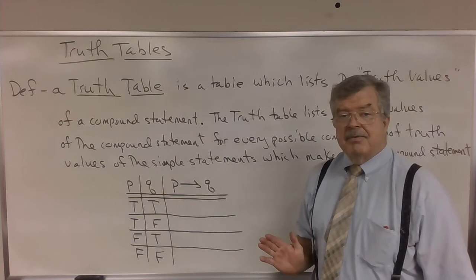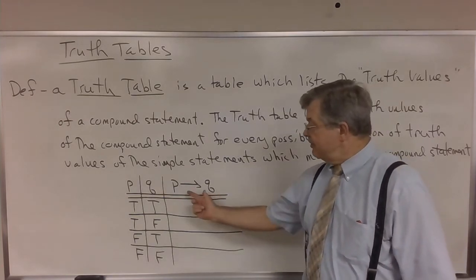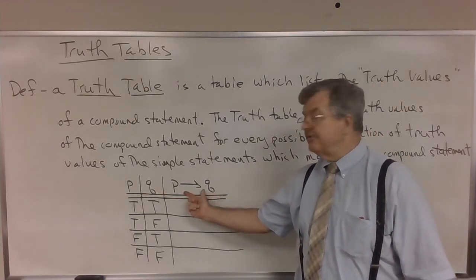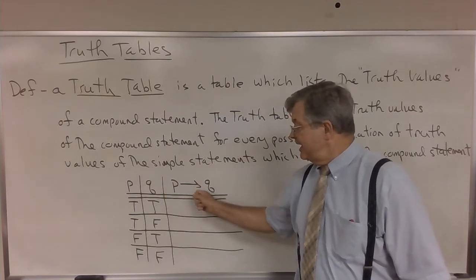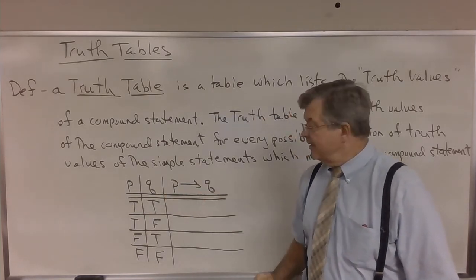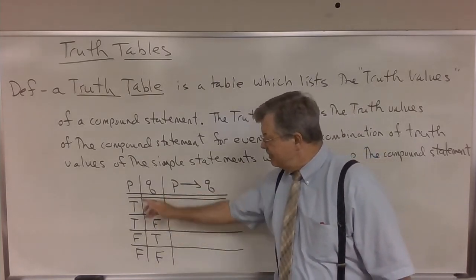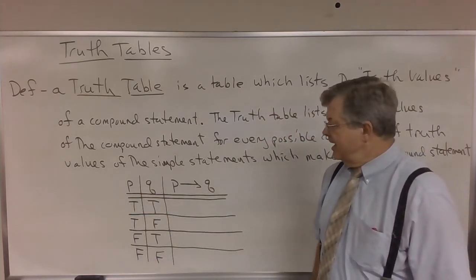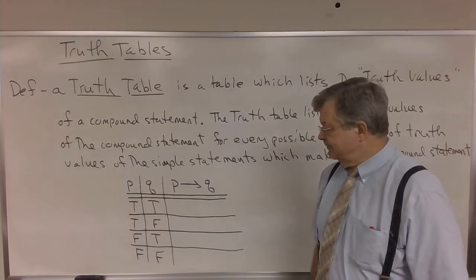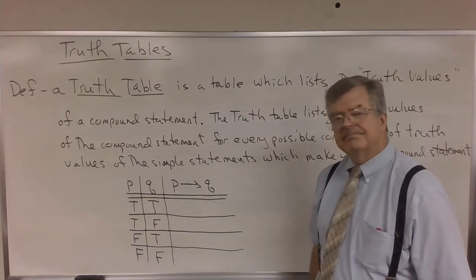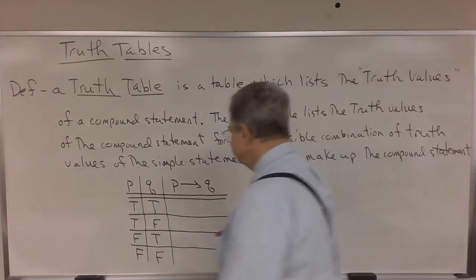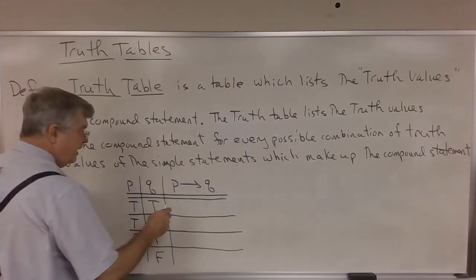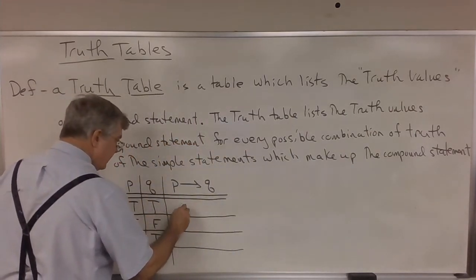And our table is going to give us all of the truth values for the compound statement, if P, then Q, for all of the possible combinations of truth values of P and Q. And I'll tell you what. Here's what the table of truth values looks like.